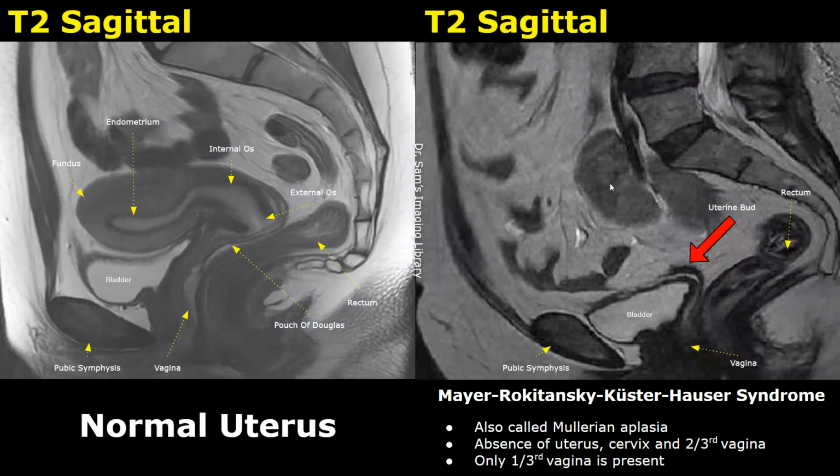Here is another image showing Mullerian aplasia. We see some remnants of the uterus. These remnants are called uterine buds. Only the lower third of the vagina is seen.